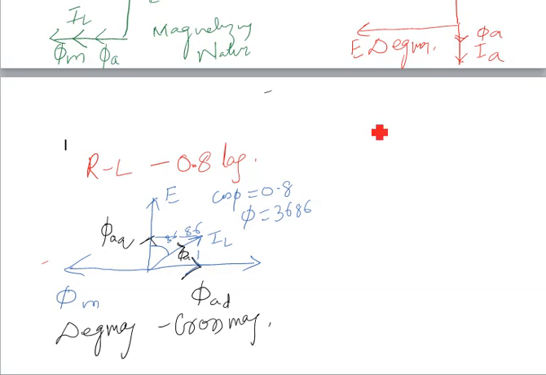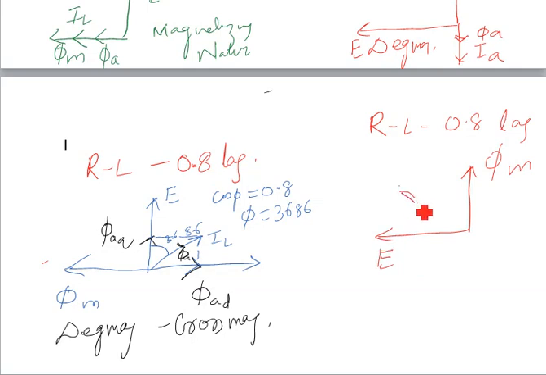For a motor case, RL, 0.8 power factor lagging. First comes E. After 90 degrees there will be phi m, right? And as the load is 0.8 power factor lagging, it will lag E by 90 degrees. So this is my IA, armature flux, and that angle is 36.86 degrees.